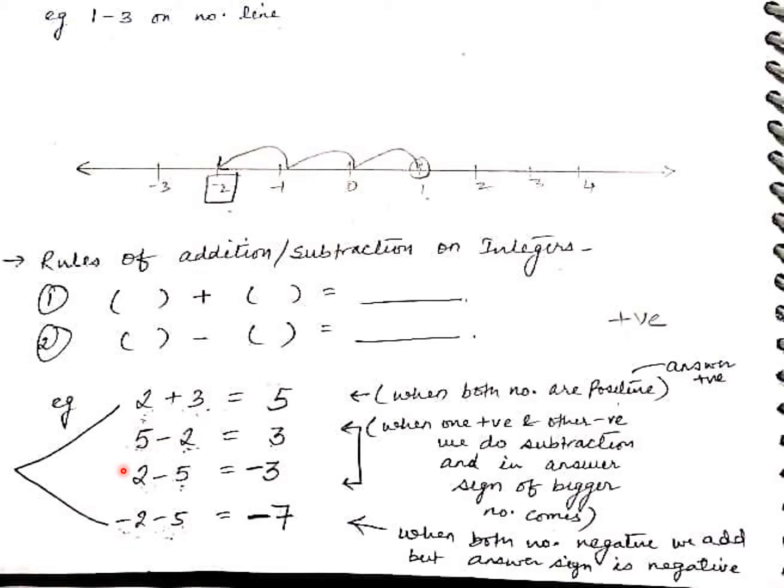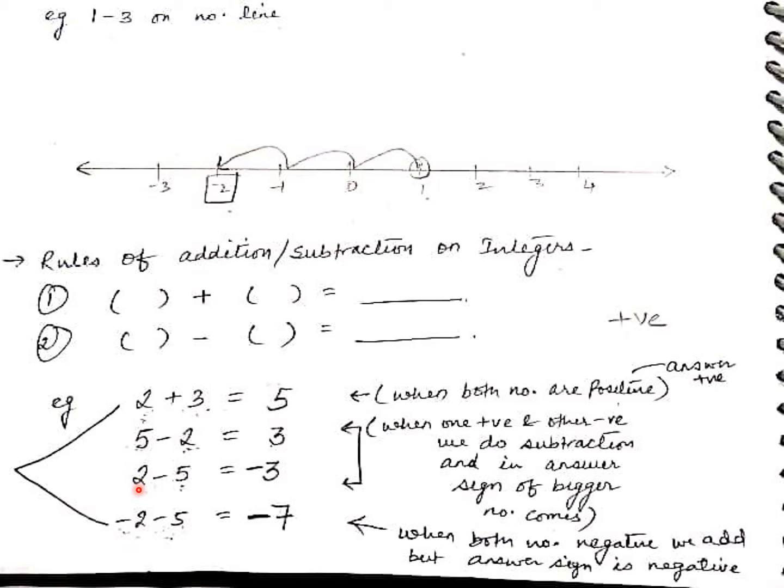What about in this case? In these two we have different signs. See, 5 is positive, 2 is negative. In such cases we take the difference, or we subtract, and the answer contains the sign of the larger number. So you can take 5 minus 2 is 3. Why plus 3? Because 5 is larger and it is positive.